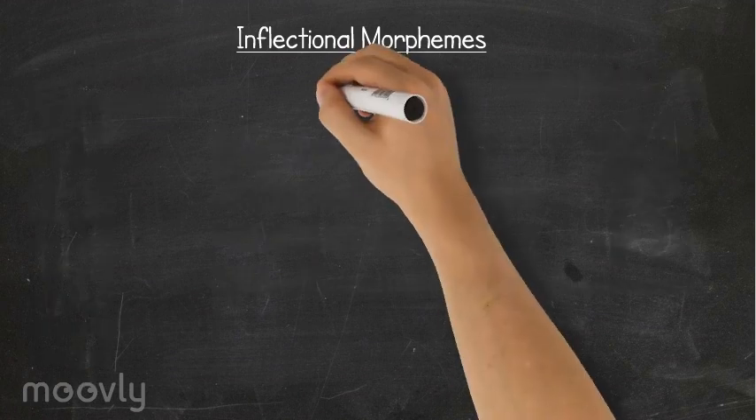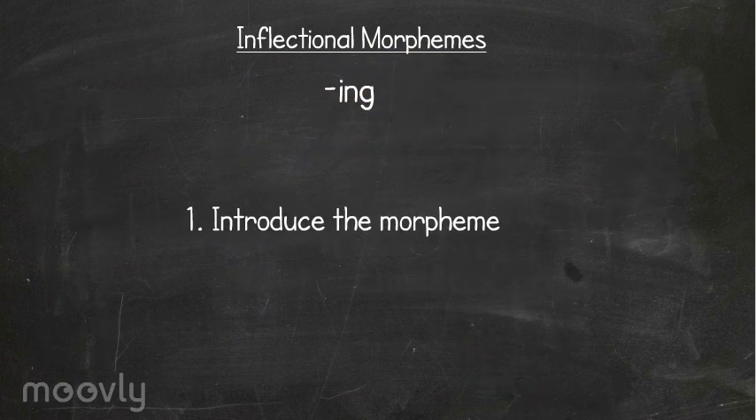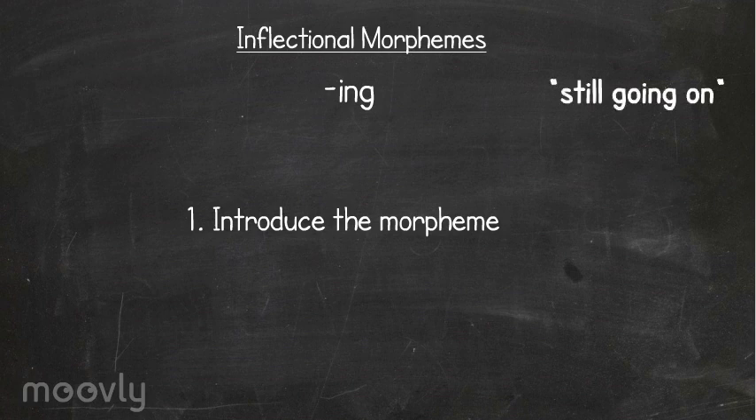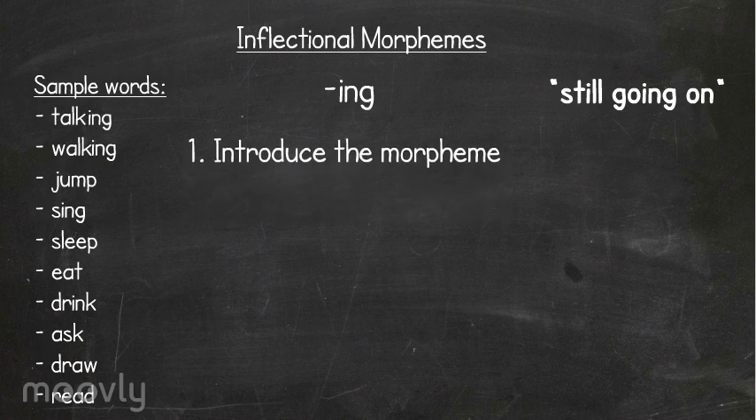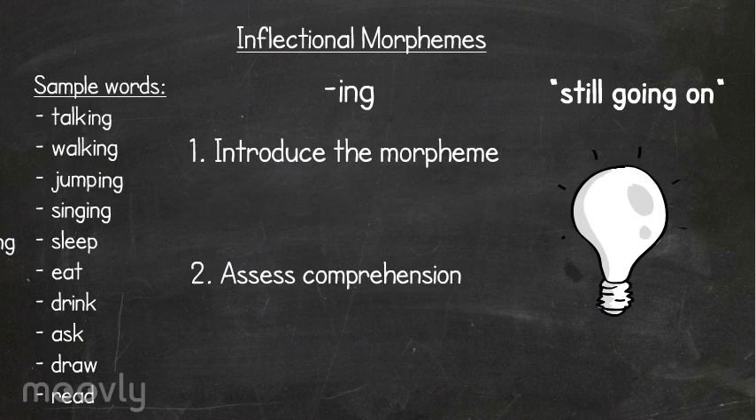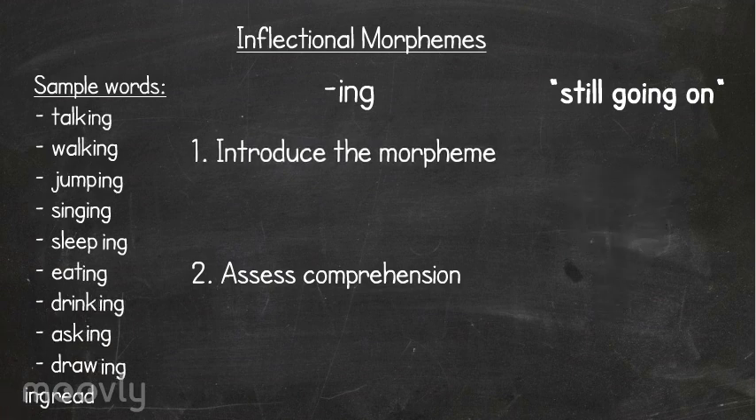And lastly, introduce the morpheme ing, which means that something is still going on. Here are some sample words. Work through the words and explain what they mean with the added ing. You can have the base words pre-written on the chalkboard or whiteboard and progressively add the ing endings as you go through them. Don't forget to assess students' comprehension. Distinguish between the word's meaning with the ending added and without the ending added.